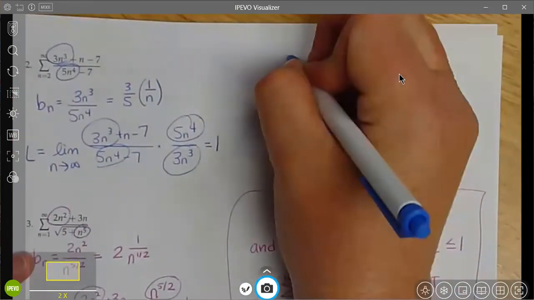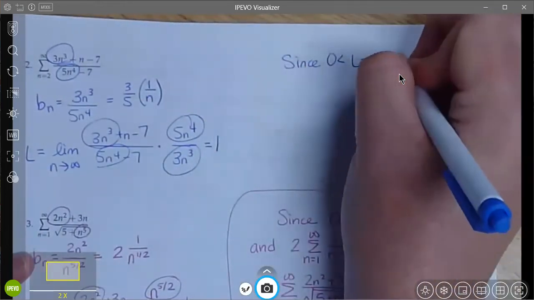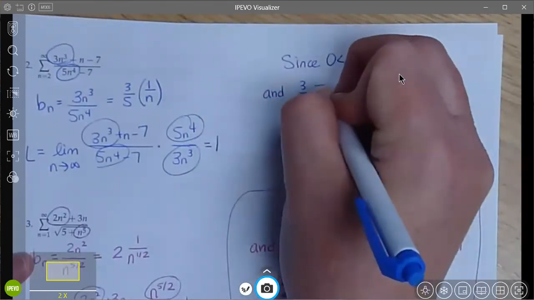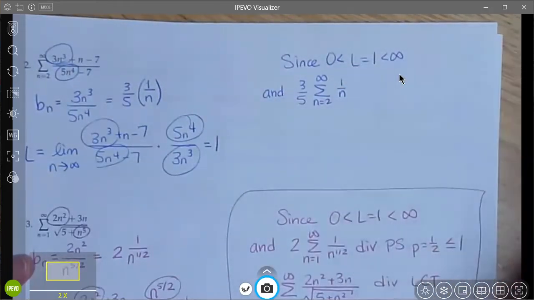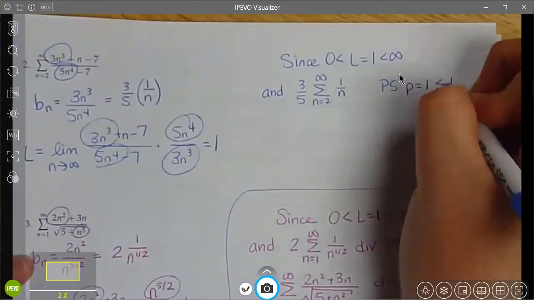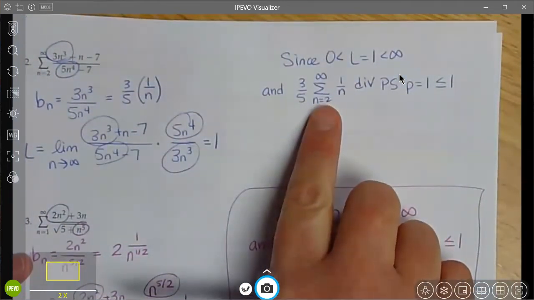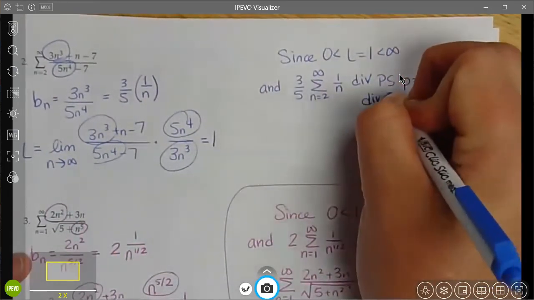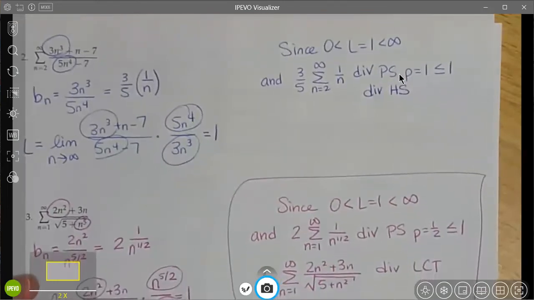All right, so my write-up is, since L equals 1, which is between 0 and infinity, and I have 3/5 times the sum from n equals 2 to infinity of 1 over n. Okay, that is a p-series. p is equal to 1, which is less than or equal to 1, so it diverges. Also, this is the harmonic series. 1 over n is the harmonic series, so it's also okay if you recognize that to just write divergent HS for harmonic series. So that's a totally acceptable way to justify that as well.